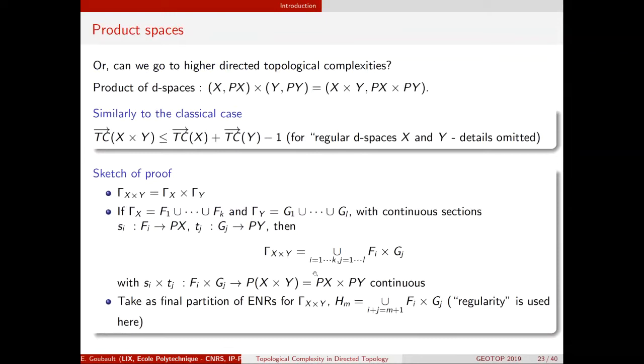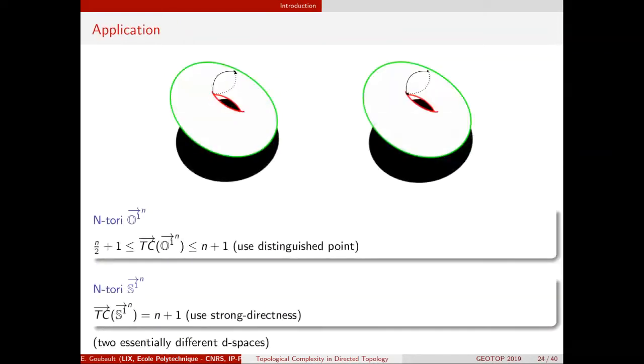You just look at all products of each part of the partitions you have, one for X and one for Y, and then with the regularity assumptions you can regroup, as I did before actually, some of these products of the two partitions into just this number of parts, and that's going to prove this inequality. So that's the same as for classical topological complexity, and right away we can give some bounds for some high dimensional directed spaces.